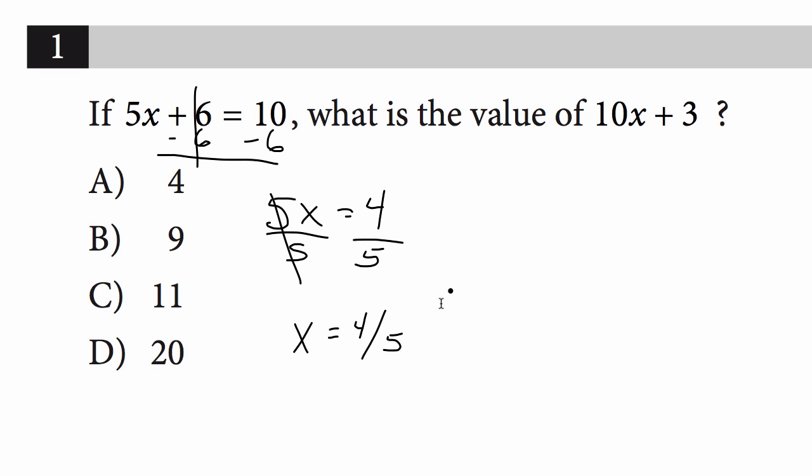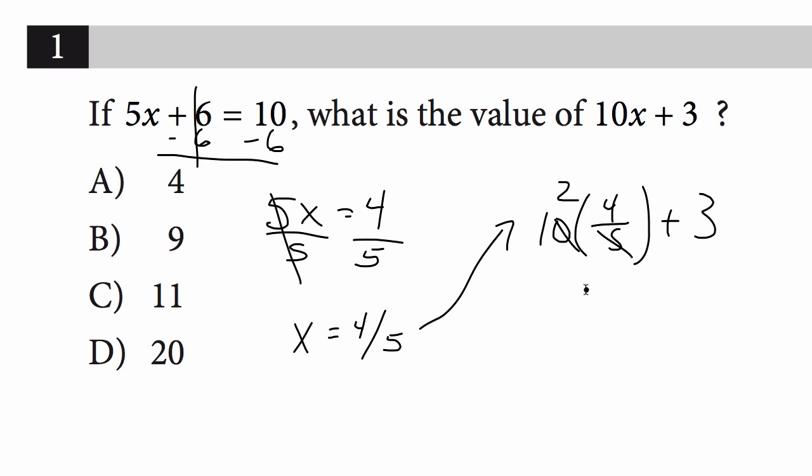And then I would just plug that into this equation here. So that's 10 times 4/5 plus 3. 10 over 5 is 2. 2 times 4 is 8. 8 plus 3 is 11. Choice C. You're done. All right, next one.